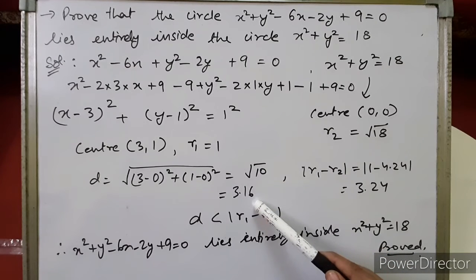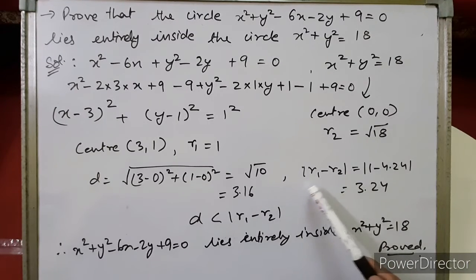Root 10 has value 3.16. And mod of r1 minus r2, when we solve and calculate, we'll get 3.24. That means mod of r1 minus r2 is greater than small d, the distance between the centers. So we can say that when this condition is true, then the circle lies entirely inside another circle.